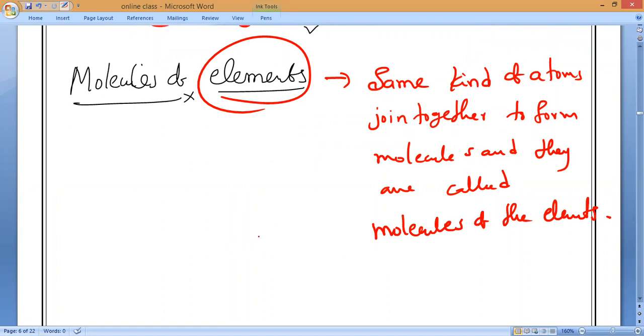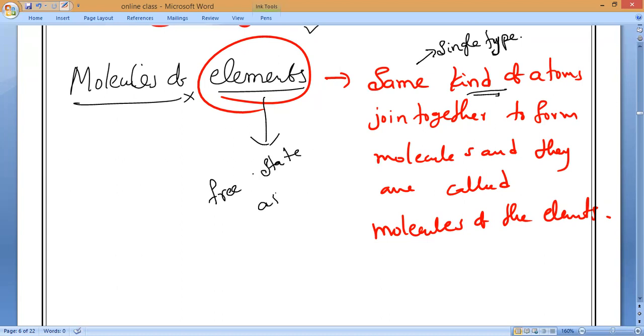Whenever you take an element, if it is a molecule, it is definitely formed only from the same kind of atoms, or we can also say a single type of atoms. Then it is called a molecule of an element. These molecules can exist in a free state as they are stable in nature. Atoms are not stable in nature, but these molecules are stable in nature. That is what you have to remember.